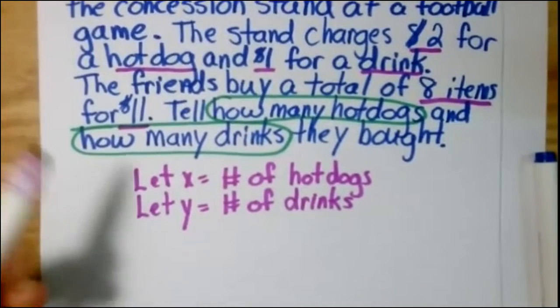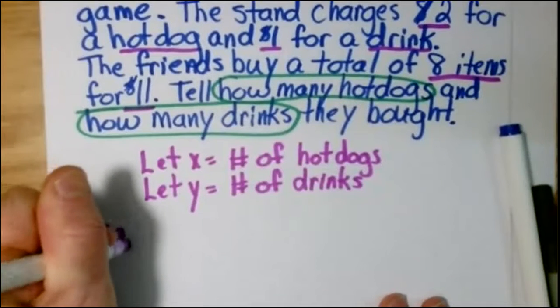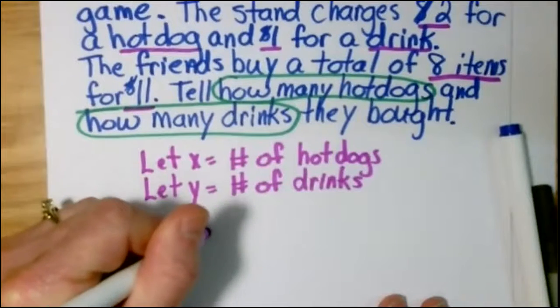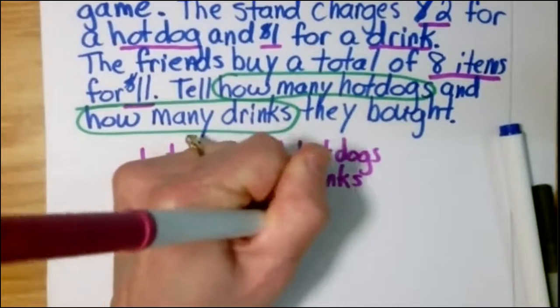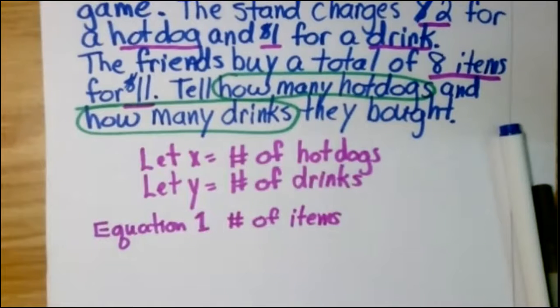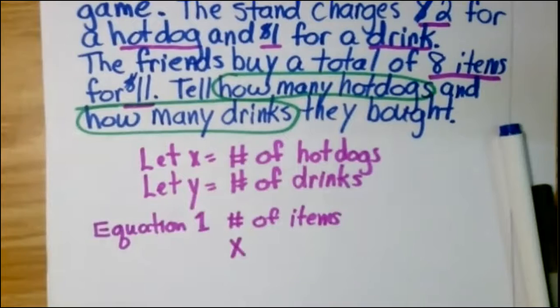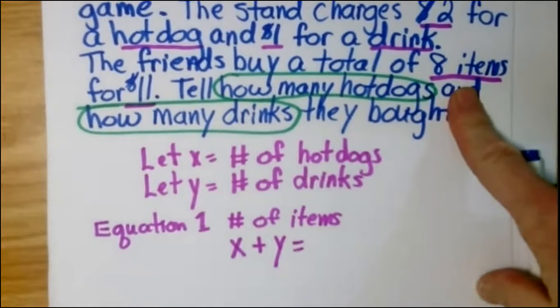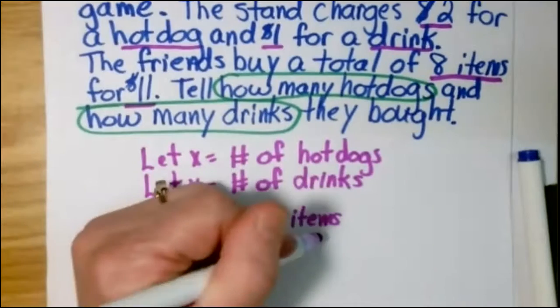So our first equation, we're going to call equation 1. Equation 1, that's going to be the number of items equation. And we can figure that out because we know that x is the number of hot dogs plus y is the number of drinks. And we know all together, we go back up to our word problem, we know all together that they bought a total of 8 items. So we know that number of hot dogs plus number of drinks is going to equal 8.